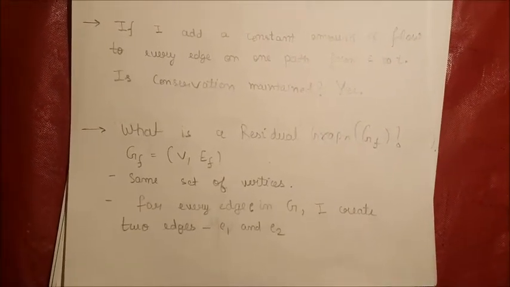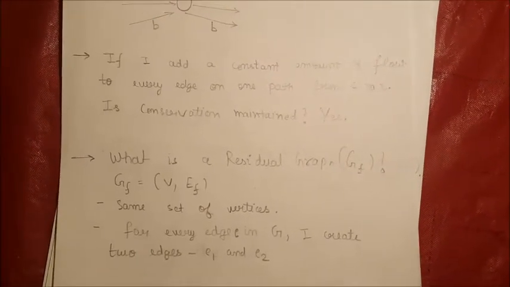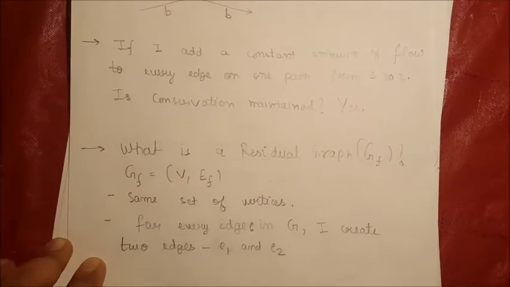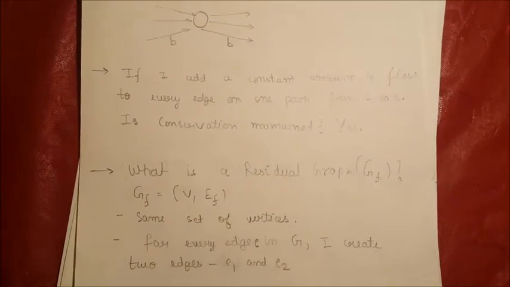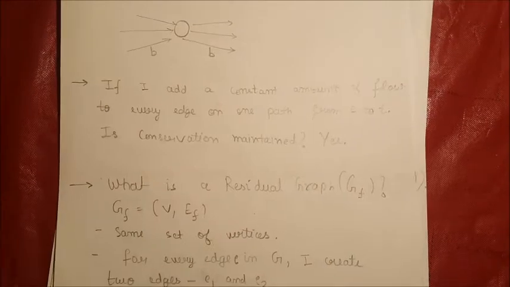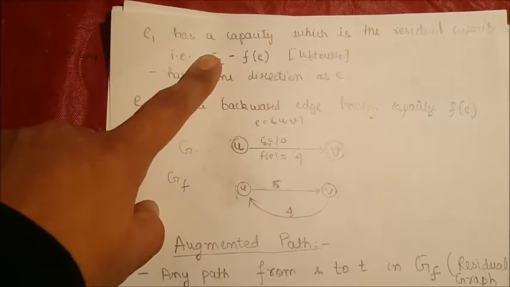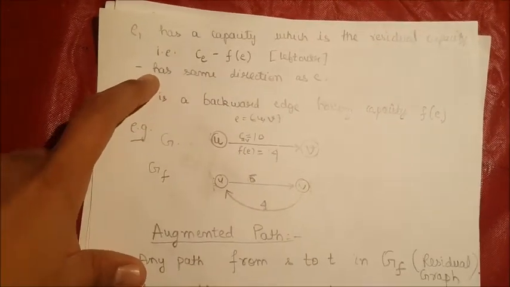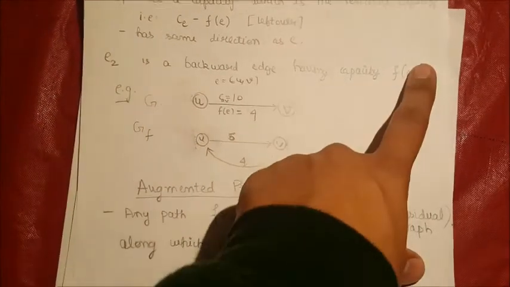The residual graph is created by taking the same set of vertices as in the original graph and a different set of edges. I'll tell you what those edges are in a minute. So for every edge E in the original graph, we create two edges, E1 and E2. E1 has the capacity of C of E minus F of E, and it has the same direction as the original edge in the graph. And we also create a backward edge E2 having the capacity of F of E.